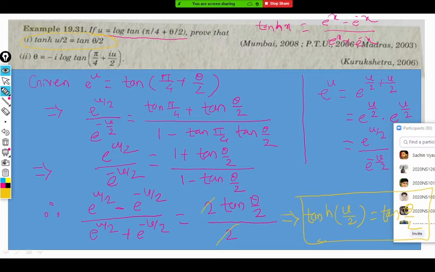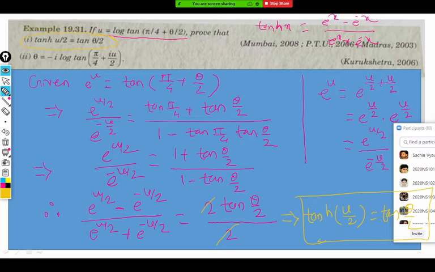Sir, please explain the second last step in this. This is componendo and dividendo. If you know this process, it is in the theorem of equal ratio: if a upon b is equal to c upon d, you can write it as a plus b upon a minus b, or a minus b upon a plus b, is equal to c minus d upon c plus d.